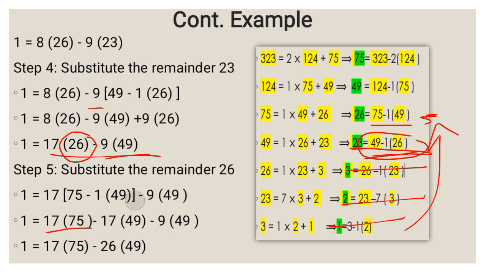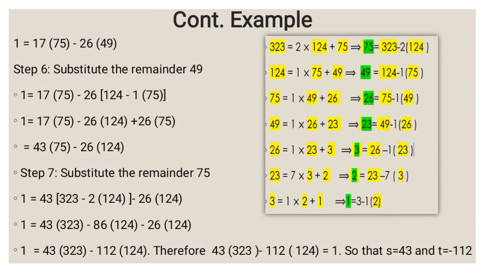Okay, so we've succeeded in simplifying as far as we can. And we've finished with here. We're now going to substitute the next remainder, which is 49. So we're at 49. Let's go. We've moved all the way to right here. I think we're almost there, because we're going to substitute 49. So substituting 49 is 124 minus 1 times 75, which is what you see here.